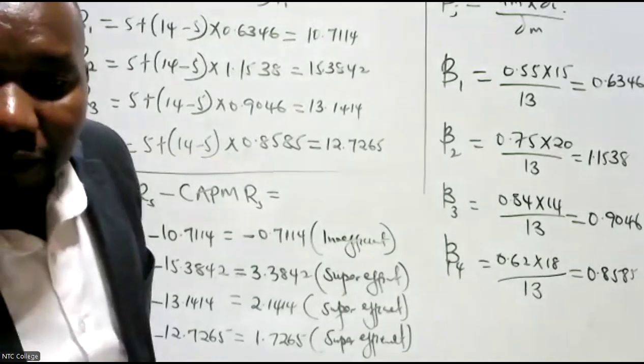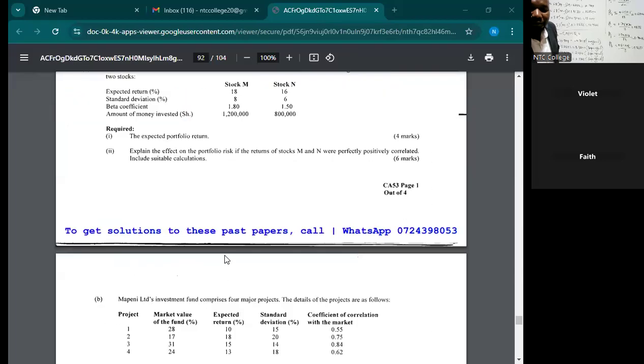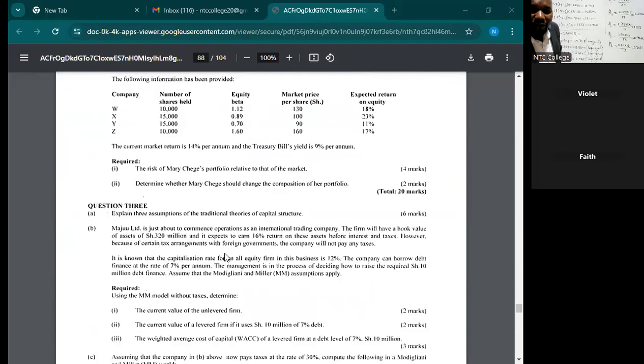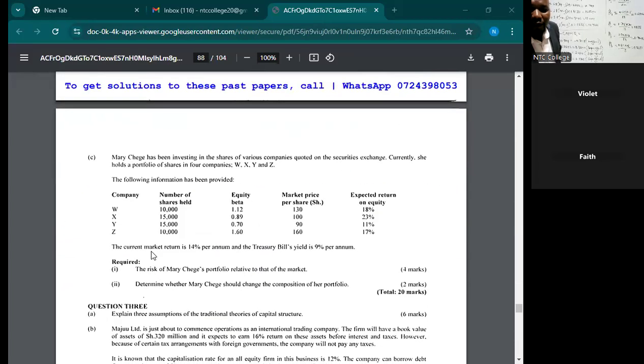The same thing was said in November 2016, and let me show you. I will not be surprised if it comes up in the exam. I want you to understand it well and not fear this FM paper. I see this Mary Chege question. They say Mary Chege has been investing in the shares of various companies, this is now November 2016, question number 2. It is normally question number 2. Mary Chege has been investing in the shares of various companies quoted in the Securities Exchange. Currently, she holds a portfolio of shares in 4 companies, XYZ, WXYZ. They have given you the number of shares, equity, market price, expected return.